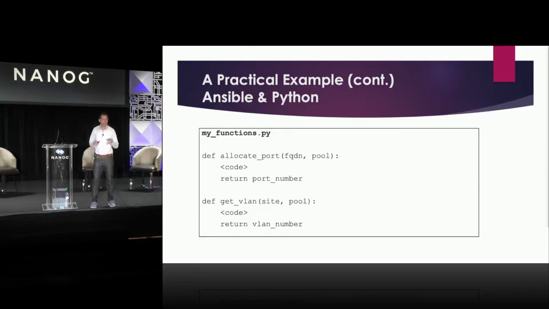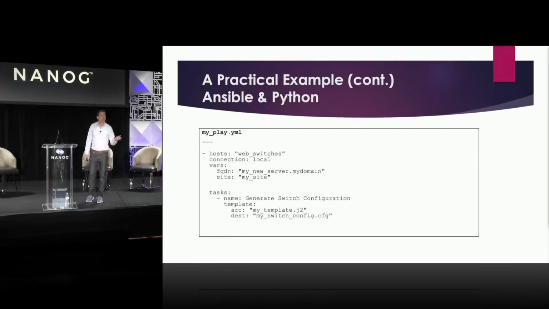So this is what we could put in the myfunctions Python code up in the filters plugin folder. Obviously, this is pseudocode because I don't know what your database looks like or how you would access it. You would have to write your own class for that. But this would be the basic idea, right? We write a little function that knows how to go look up in the database, feed in the FQDN and the pool we want to get a port from, and return that to the template. And the same with the VLAN.